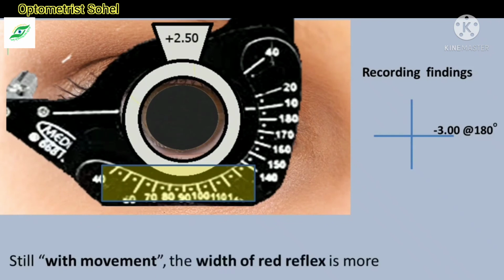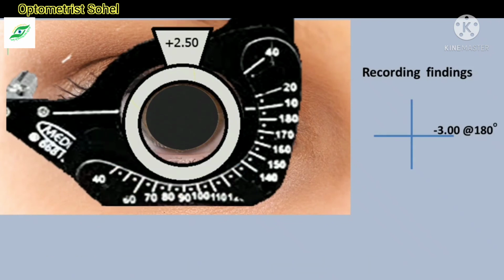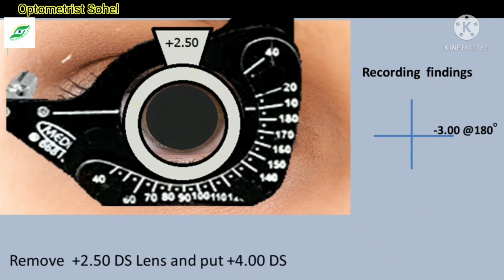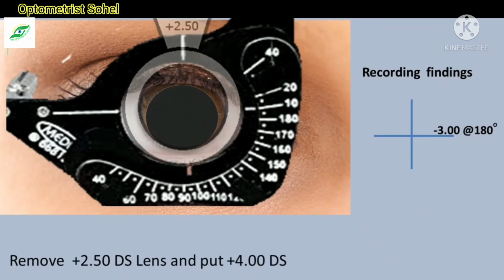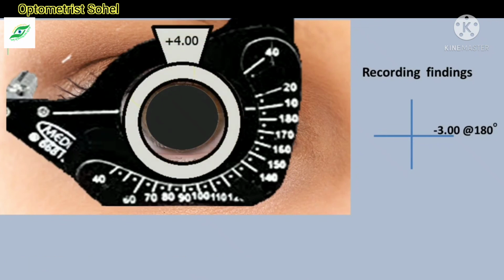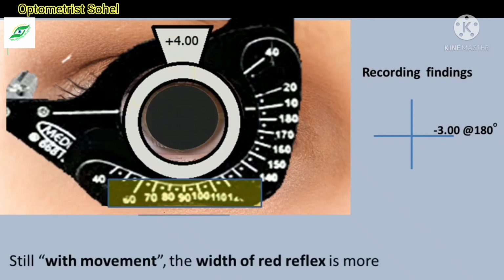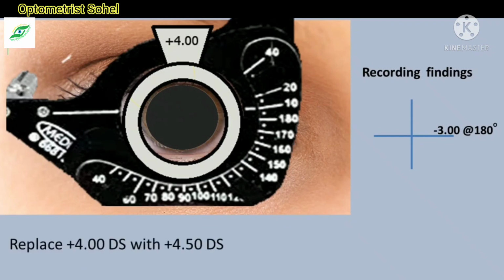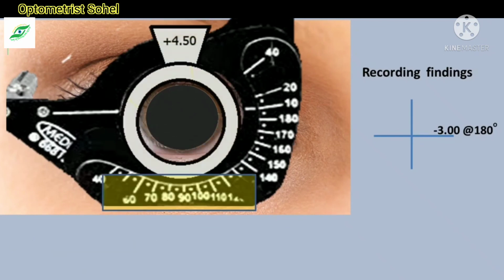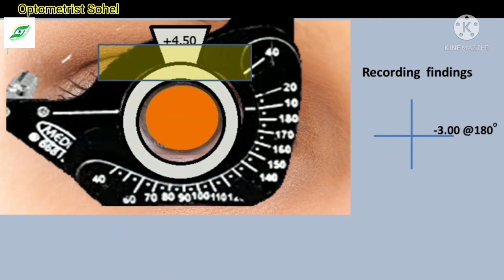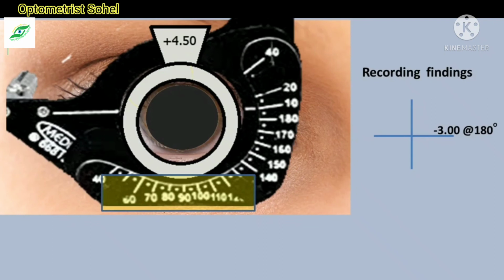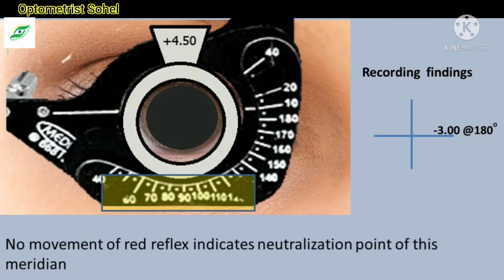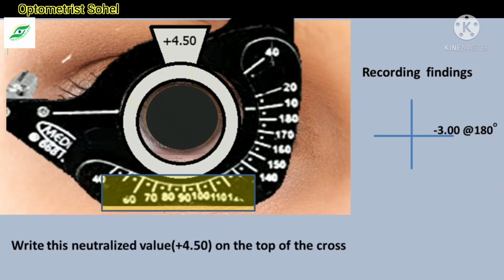Still with movement, the width of the red reflex is more. Remove the +2.5 lens and put +4. Still with movement, the width of the red reflex is more. Replace +4 with +4.5. No movement of the red reflex indicates the neutralizing point of this meridian. Write this neutralized value on the top of the cross, +4.5 at 90.